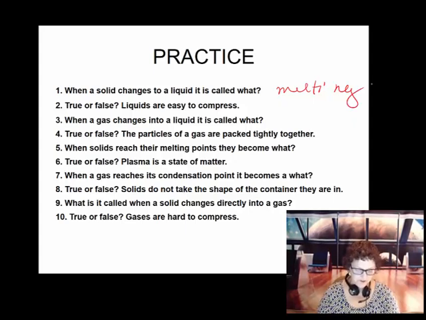All right, liquids, true or false? Liquids are easy to compress. False. You cannot compress liquids.